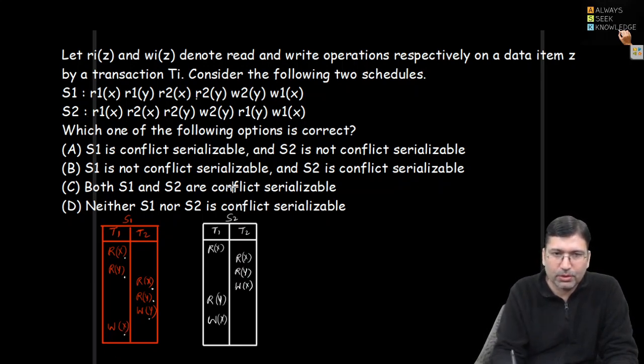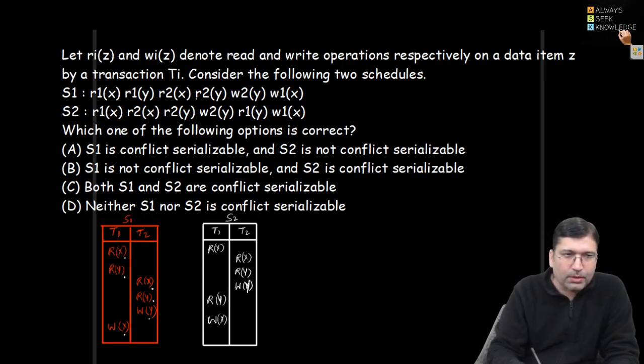Similarly, this S2 schedule you can write like this. First read operation on X by T1, read operation on X by T2, read operation on Y by T2, write operation on Y by T2. So this is write operation on Y, not X, this is Y, right? By T1, T2, and then read operation on Y by T1 and write operation on X by T1. Okay. Now to decide the conflict serializability, we need to draw the graph.